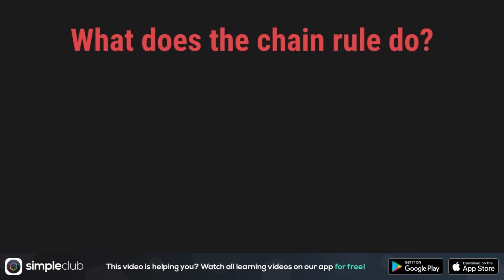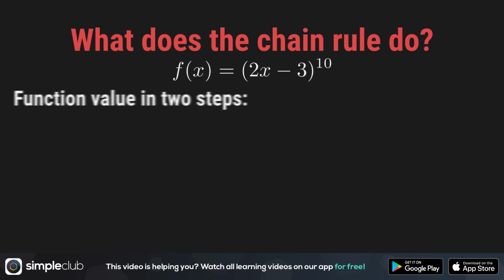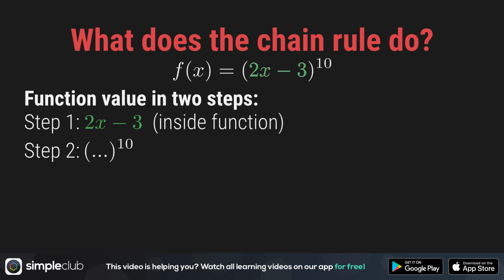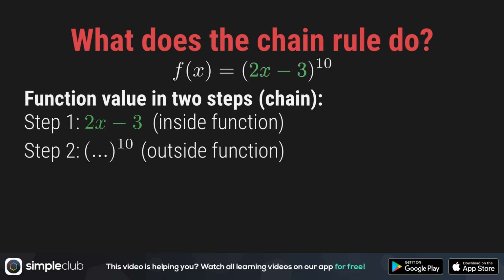So what exactly does the chain rule do? To answer this, let's have another look at the example we just did. Here, you calculate the value of the function in 2 steps. First, you calculate 2x minus 3, and then you take that to the power of 10. So you practically have a function within another function. The inside function is 2x minus 3, and the outside function is something to the power of 10. As the functions form a chain of functions, this is called the chain rule.